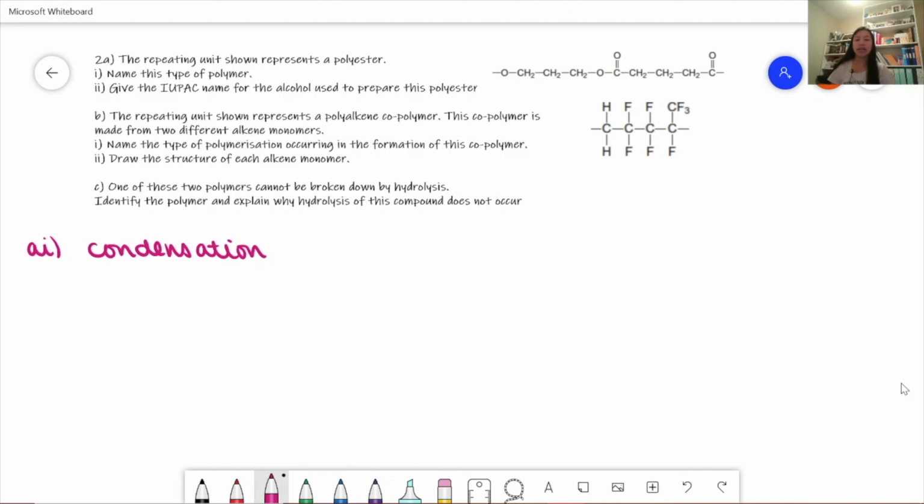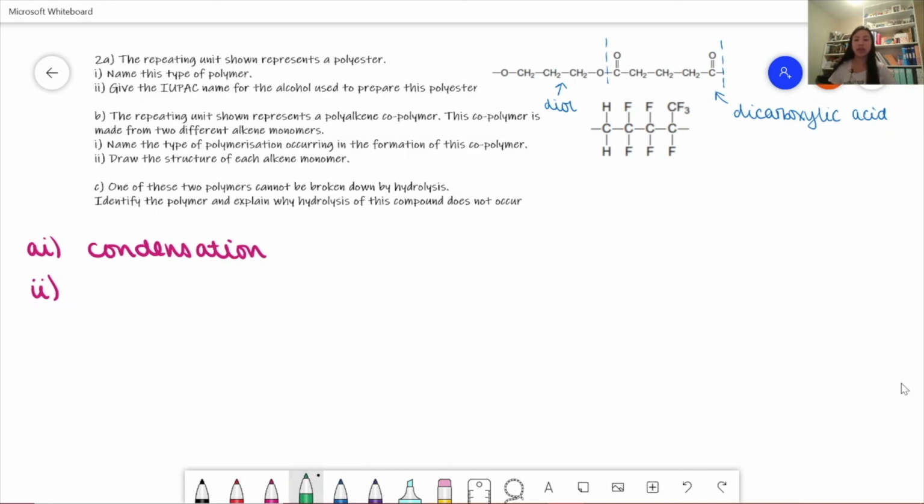And then for the IUPAC name for the alcohol, first we need to remember that to form a polyester, we need a diol and a dicarboxylic acid. And so we can split up this polyester that we've got into the alcohol bit and the carboxylic acid bit. So if I split it here, then this section here will be from the dicarboxylic acid, and this section here will be from the diol. And so it's the diol bit that we want.